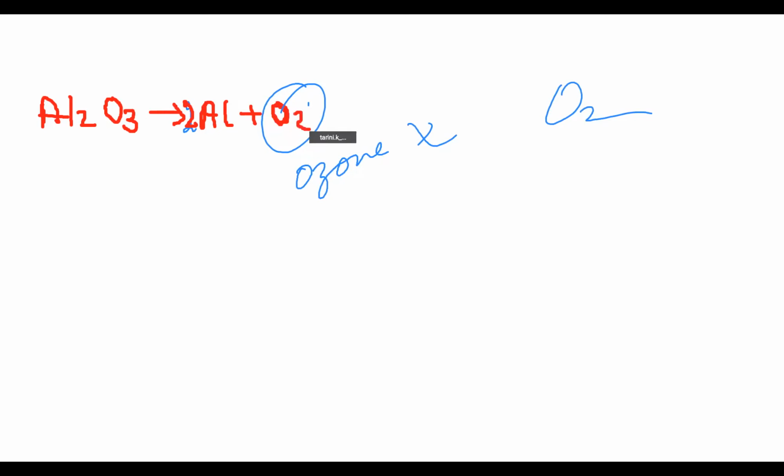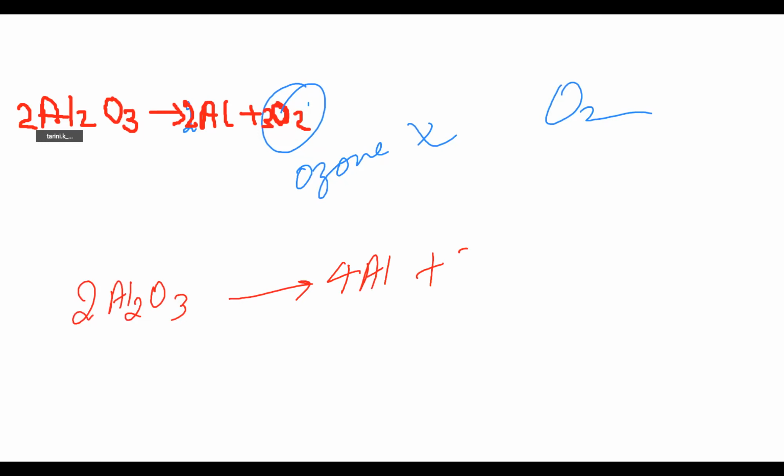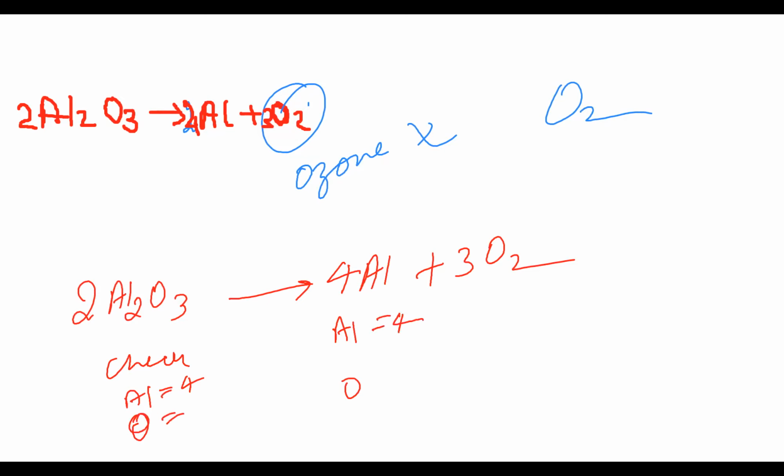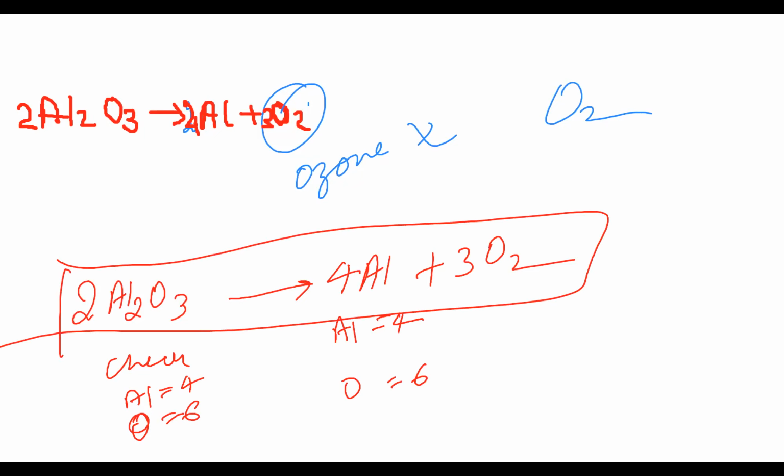So what you need to do, Tarni, is 2Al2O3 forming 4Al plus 3O2. Now check. How can you check? Check Al and O, left side and right side. Aluminum is 4, and this side is 4. Oxygen is 3 times 2, just 6. Oxygen is 6. This is the balanced equation. Can you understand?